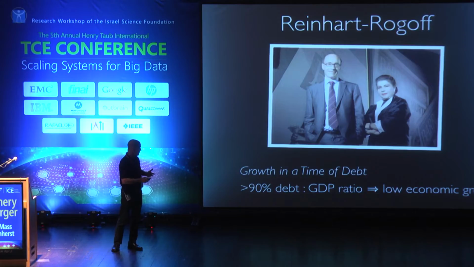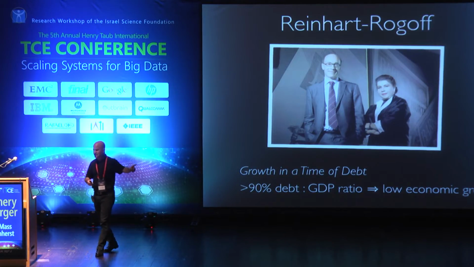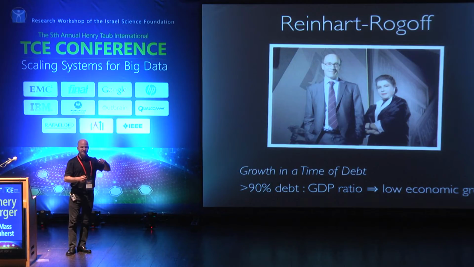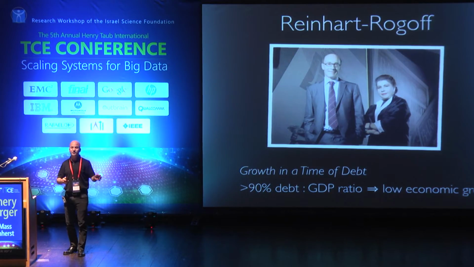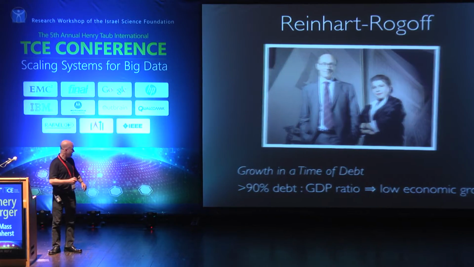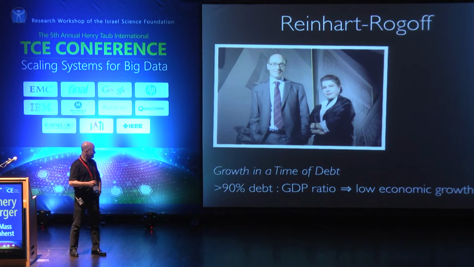And what they discovered, or what they claimed to discover, is that once that ratio crossed 90%, economies would enter into this death spiral, where they would enter a place where they could never recover. The economic growth just stays low and gets lower and lower. All right? So this was quite influential.